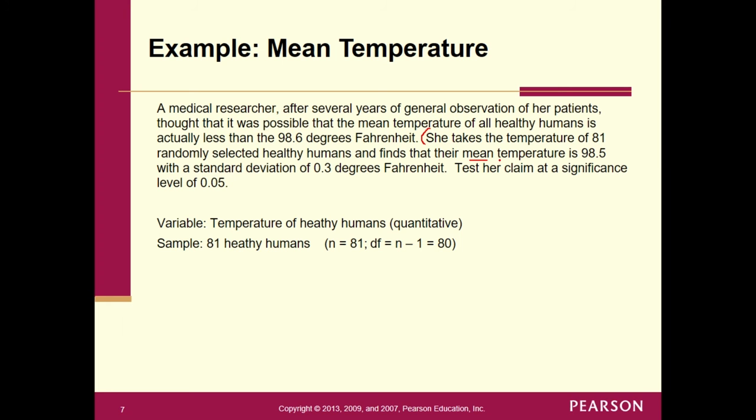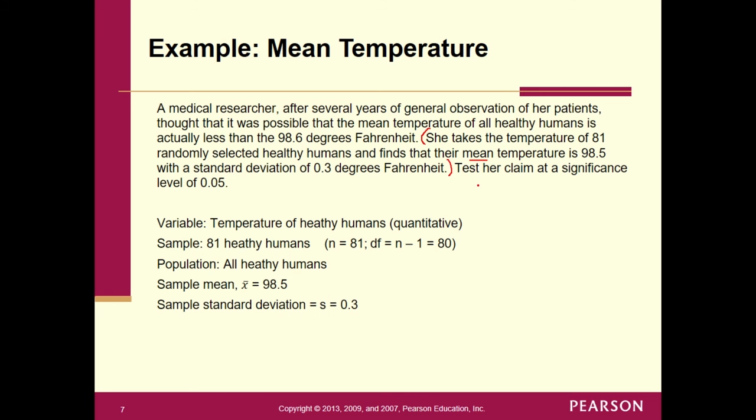Gets a mean. That must make that x bar. Then we have our sample standard deviation of 0.3, but we'll get to that, okay? So n is 81, degrees of freedom is 80. If our sample was 81 healthy humans, that means our population is all healthy humans. We had a sample mean of 98.5, sample standard deviation of 0.3, and we're going to label that as s. Significance level, 0.05.